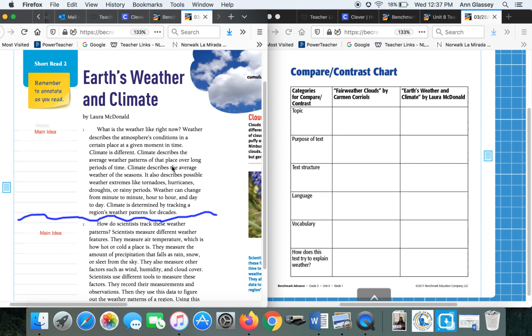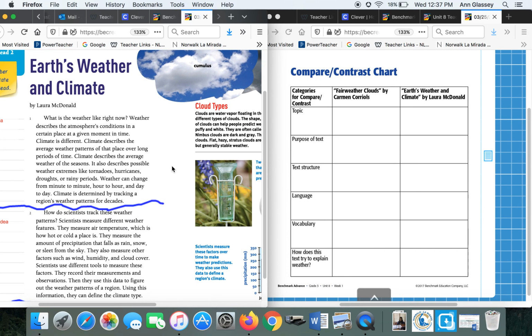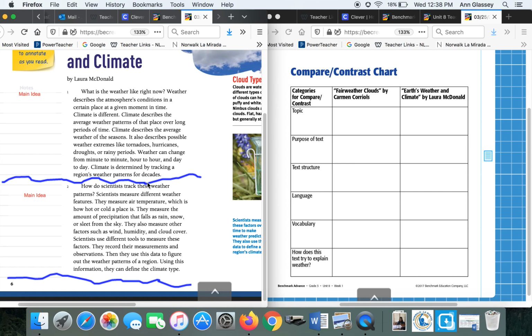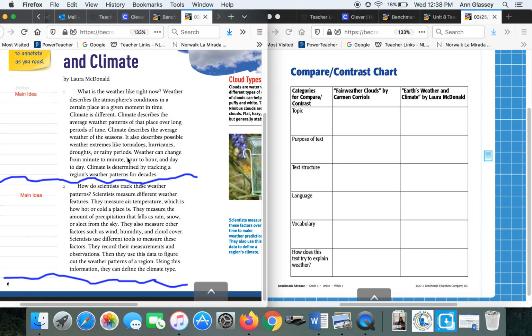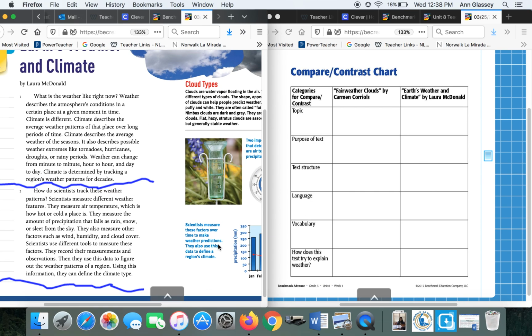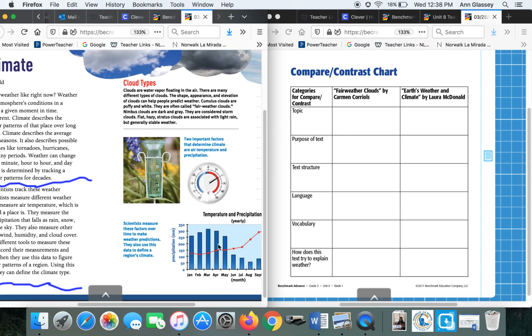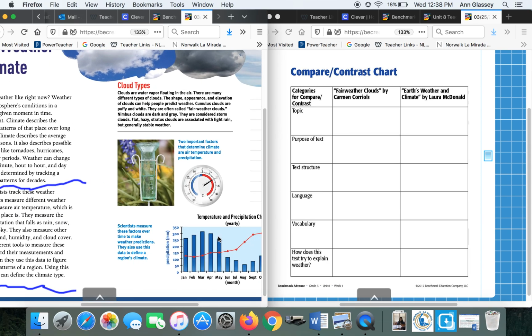What is the text structure? What genre is it? Poetry, fiction, nonfiction? Is it informational? Is it descriptive? What is the text structure? Language. Is it figurative language that paints a picture in your head and has lots of similes and metaphors? Or is it mostly literal, factual, scientific language? What kind of vocabulary is used? Is it scientific vocabulary? Do they use adjectives?